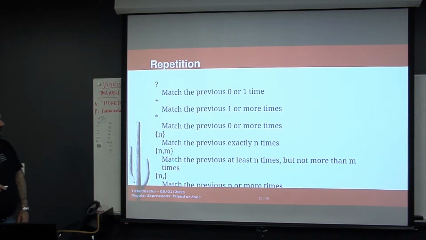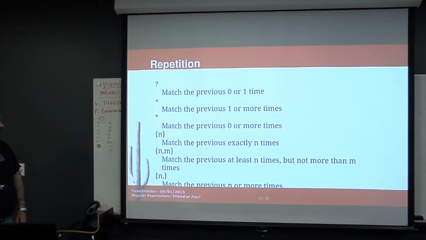And, comma and, matches at least n times, but not more than m times. So that's if you've got some range that you want to match. You just specify, I want at least this, but no more than that. I don't tend to use this a whole lot, but it comes in handy occasionally.